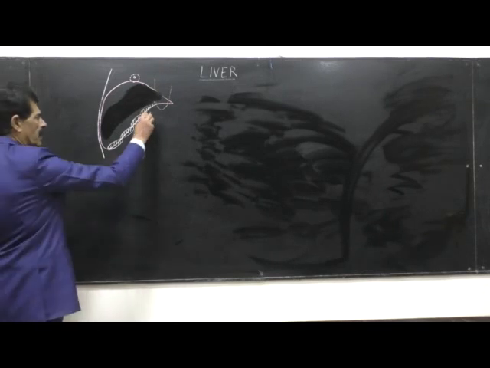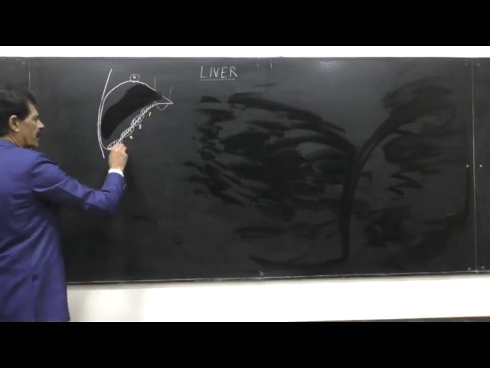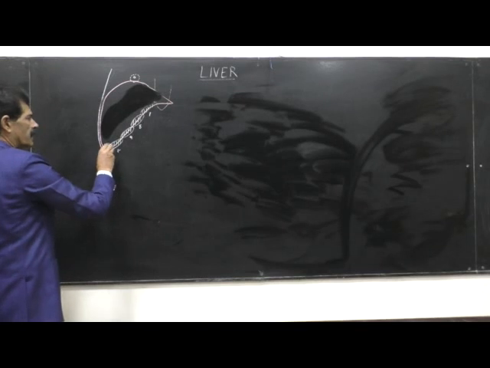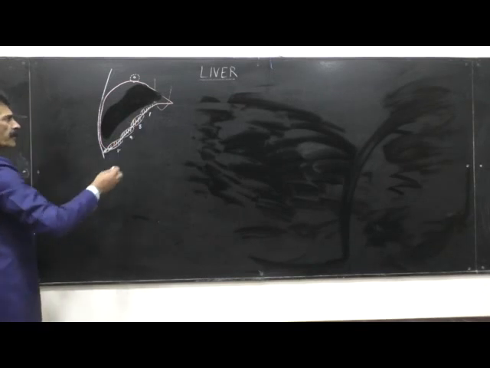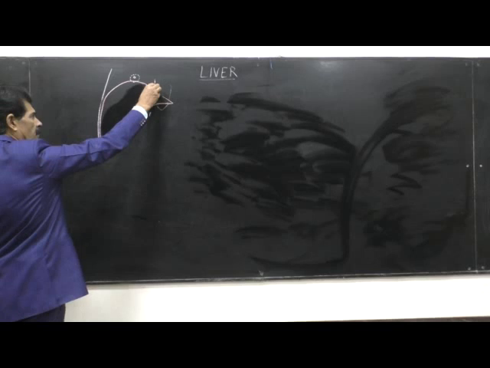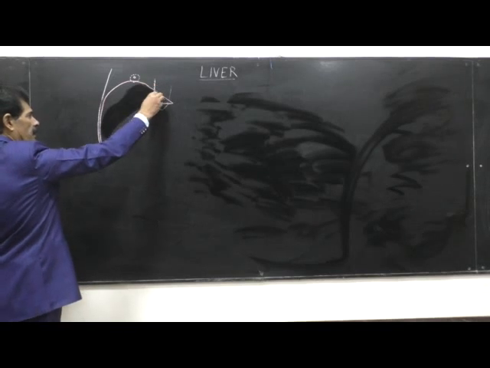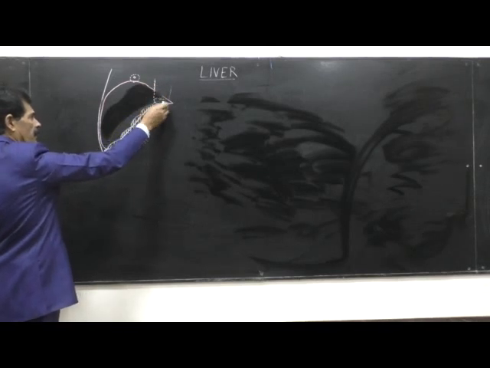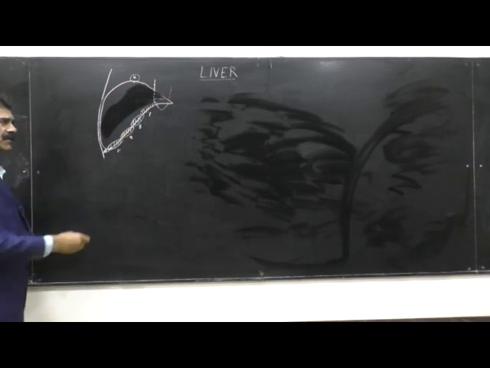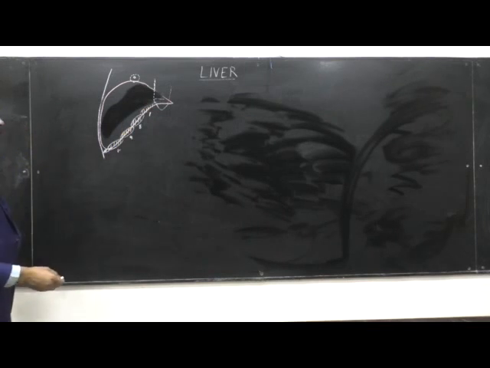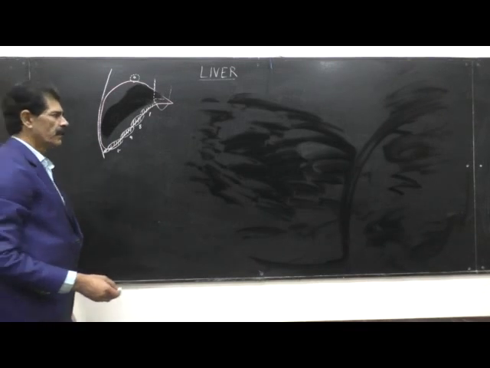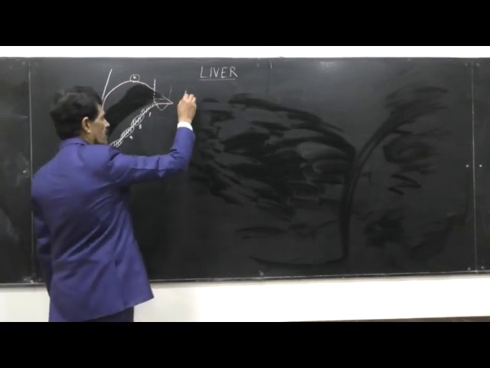So the fused 7th, 8th, 9th and 10th costal cartilages protect the liver, and the liver lies above this subcostal margin. And now we will separate the liver, when we want to do the morphology of the liver.